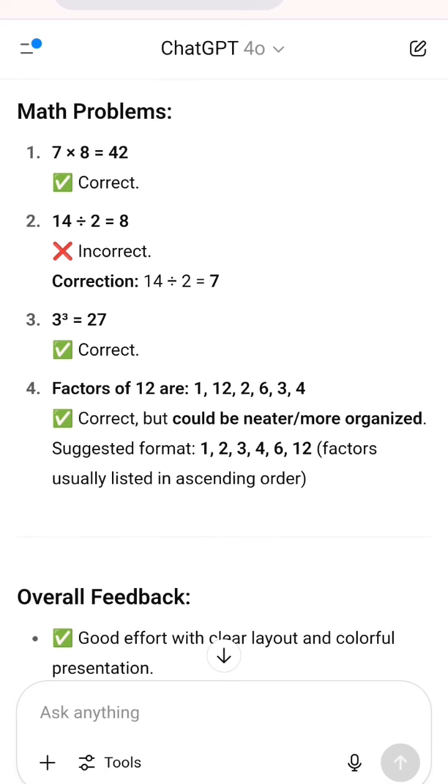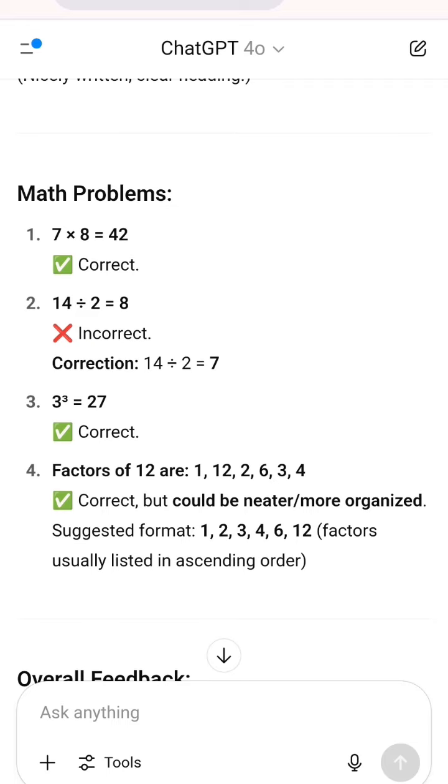It said 3 to the power of 3 is 27 is right, which is also right. And it said that the factors of 12 are right, but it says it could be neater or more organized. There is no right order if you're just listing all the factors, but it's put them from smallest to largest and said that that's usually how mark schemes have it, which is true. So overall, I would just say that it marked 3 out of 4 questions correctly.